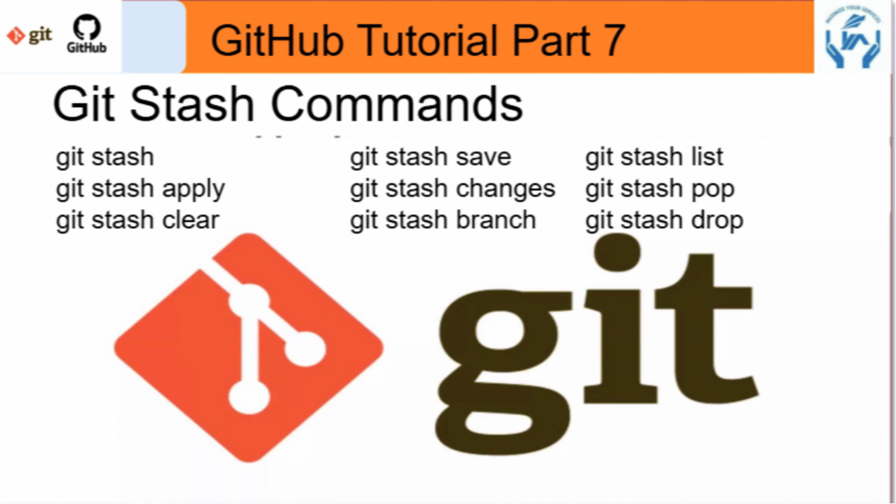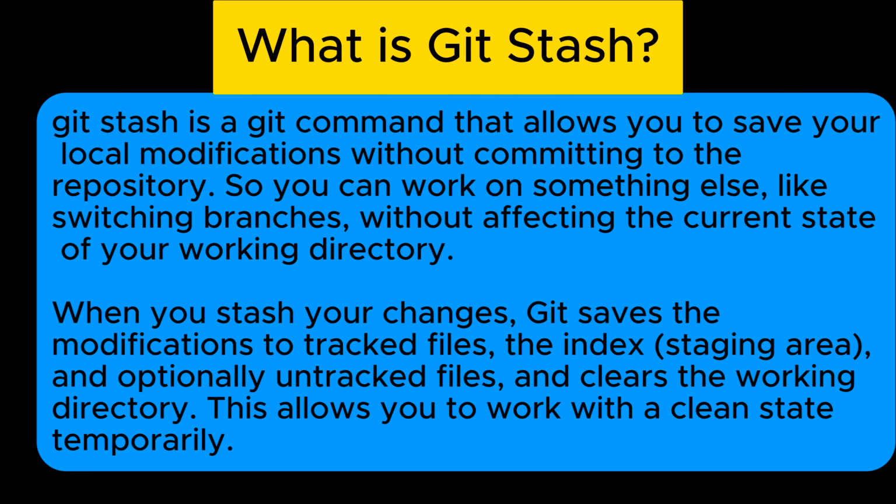Let's start with what is git stash. Git stash is a git command that allows you to save your local modifications without committing to the repository. So you can work on something else, like switching branches, without affecting the current state of your working directory. When you stash your changes, Git saves the modifications to tracked files, the index staging area, and optionally untracked files as well, and clears the working directory. This allows you to work with a clean state temporarily.